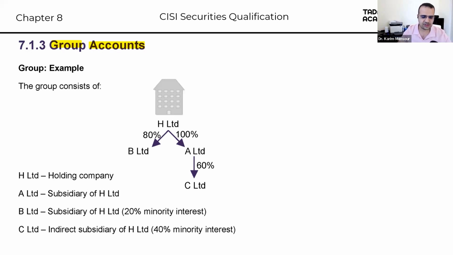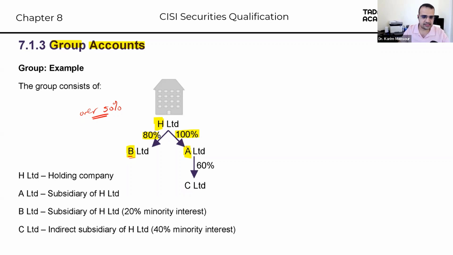So first of all, what is a subsidiary? Assuming that company H is the parent company, H owns 100% of A. Obviously, A is a completely owned subsidiary of H. H owns 80% of B. B is still considered a subsidiary. Why? Because H owns over 50% of B. Any company that owns over 50% of another company, that other company is considered to be a subsidiary.